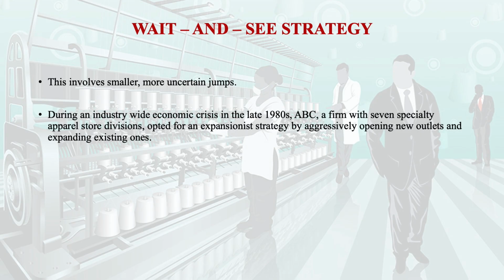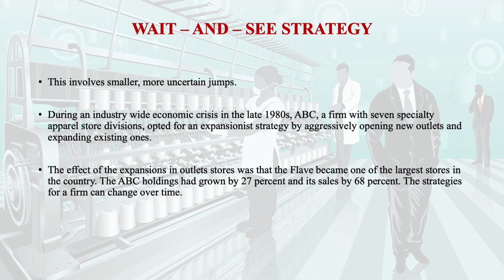in the late 1980s, ABC, a firm with a 7 specialty apparel store division, opted for an expansion strategy by aggressively opening new outlets and expanding the existing ones. This is one of the most important cases that will give you quite good learning insight for the wait and see strategy. Now we will analyze what was the effect of this expansion.